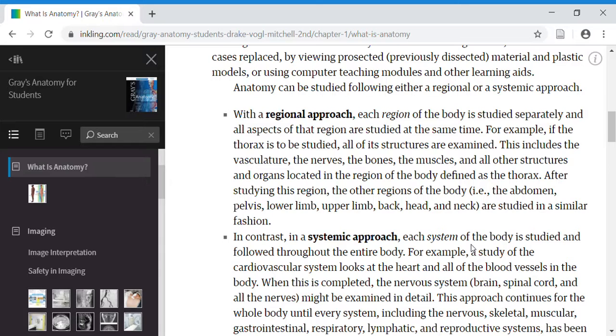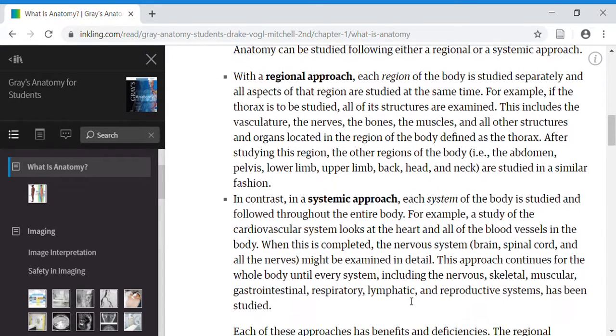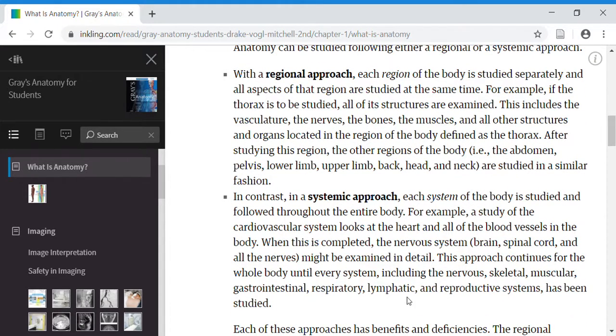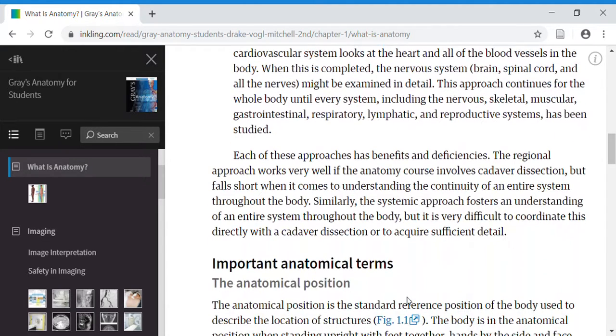So, while talking about the systemic approach, each system of the body is studied and followed throughout the entire body. For example, a study of the vascular system. So, while talking about the vascular system, we talk about the heart and all of the blood vessels in the body. When this is completed, the nervous system is next, and you have the renal, respiratory, lymphatic, and reproductive systems. So, this is the systemic approach of studying anatomy.